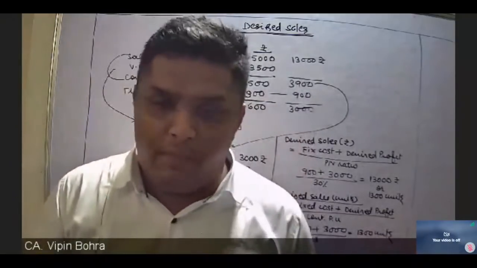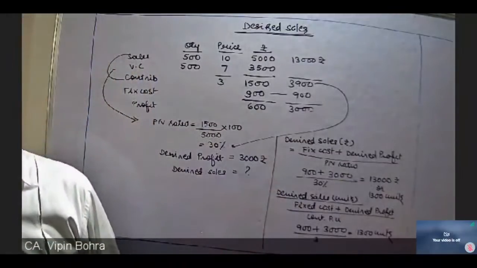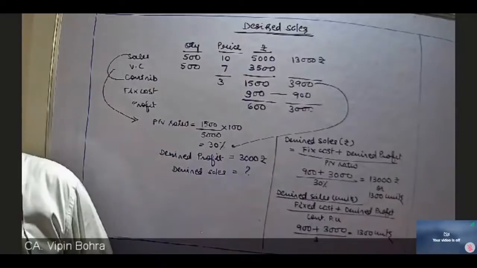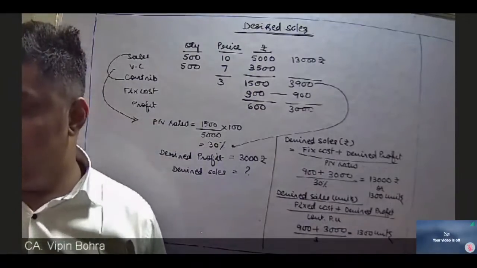Please copy this part. Desired sales in rupees and in units. Very good, Naina. Very good, Sanjay.